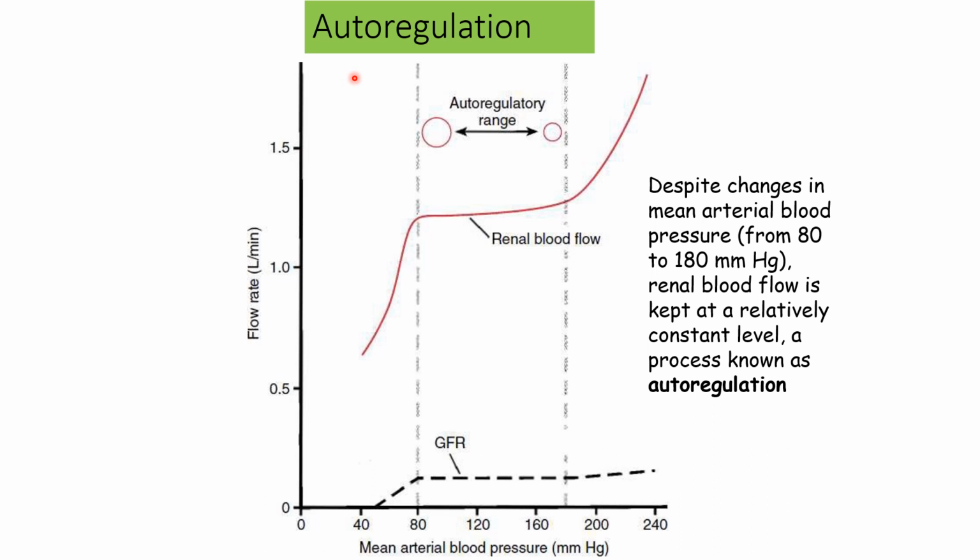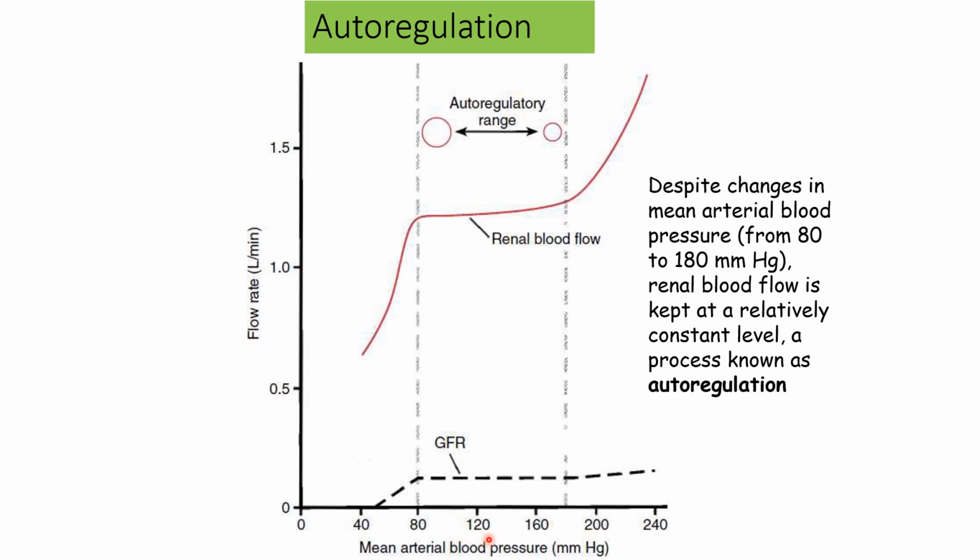So autoregulation is an important concept which you should know in renal physiology, and it also comes again in the cardiovascular system. This autoregulatory range is a mean arterial blood pressure range of 80 to 180. In this range, the blood flow will be maintained constant. Below this range and above this range, the flow will change.